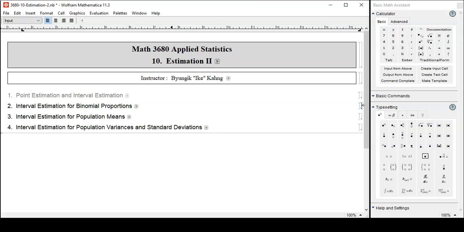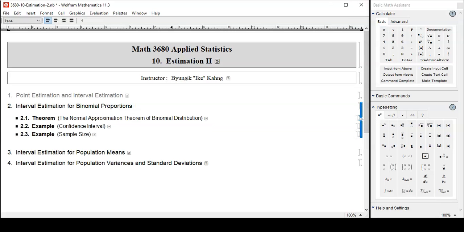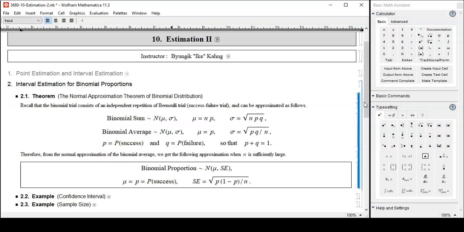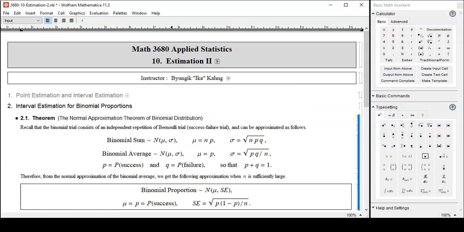All right, let's begin section 2. And that begins from the normal approximation theorem that we had been studying since lesson 4, I think. But by lesson 5 and lesson 7, certainly we studied all those. In lesson 7, certainly we did. So for binomial sum, we have this. Binomial average, we have that.